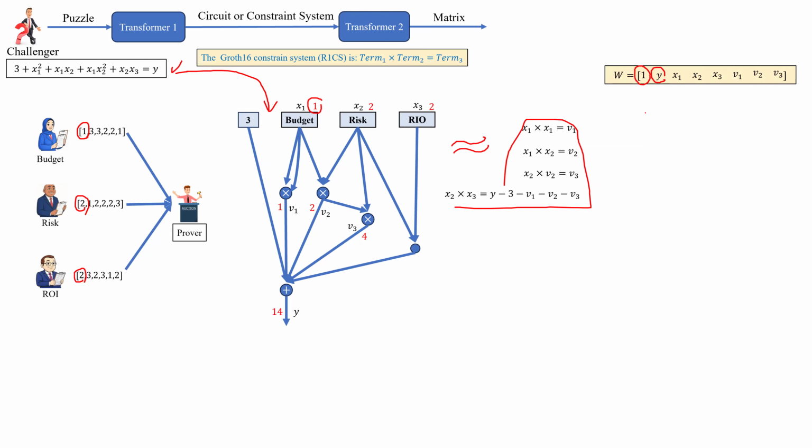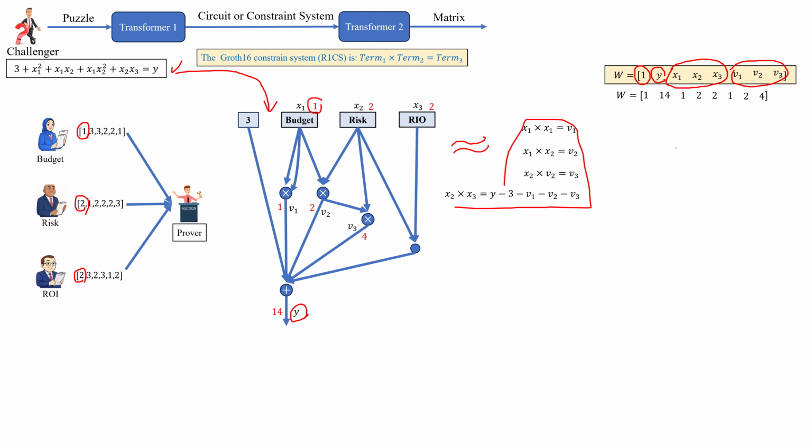The second term is the output of the circuit, Y. Then you have the list of inputs, X1, X2, and X3, and then you have the list of intermediate variables, Y1, Y2, and Y3 in this circuit, right? So this is the witness vector shown by W.